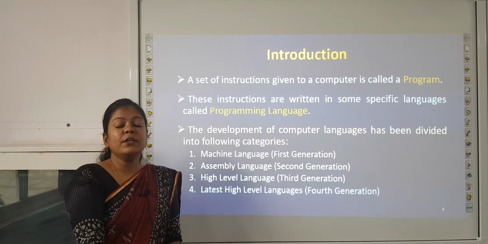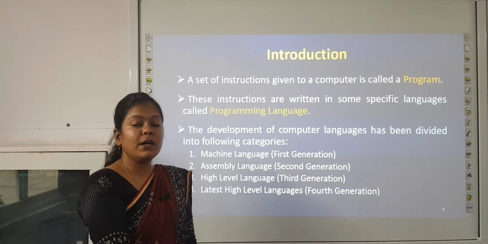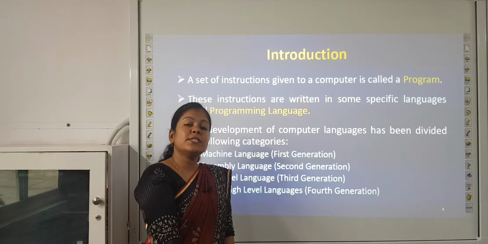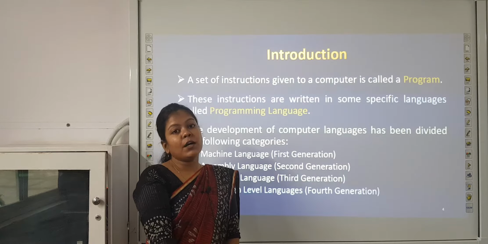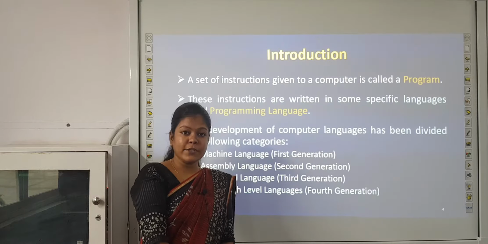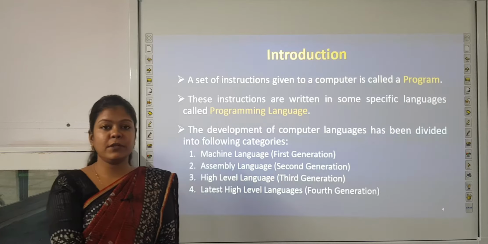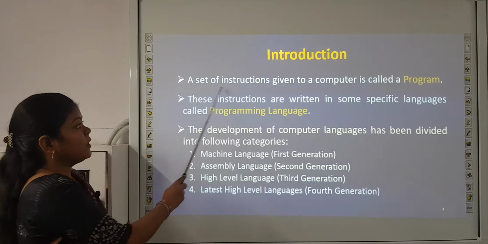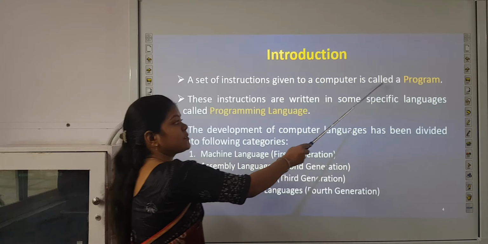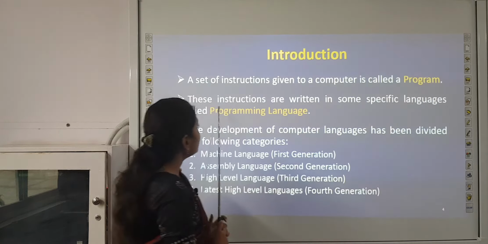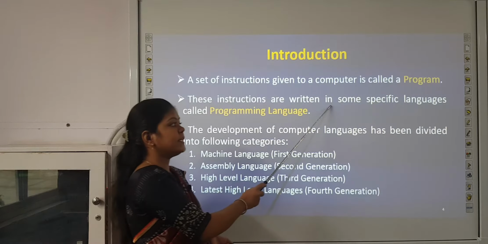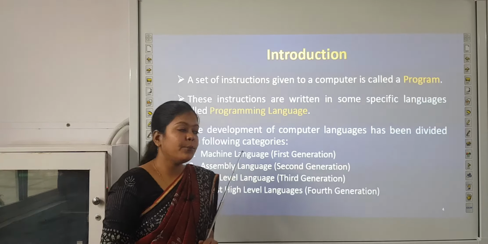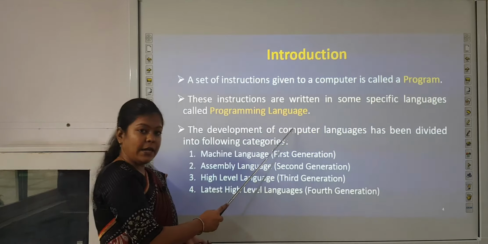Students, we talk to each other using a language. Language is a way to express feelings and views. A computer also uses a language to understand the instructions given by a user. So a set of instructions given to a computer is called a program. These instructions are written in some specific languages that are only understandable by the computer, called programming languages.